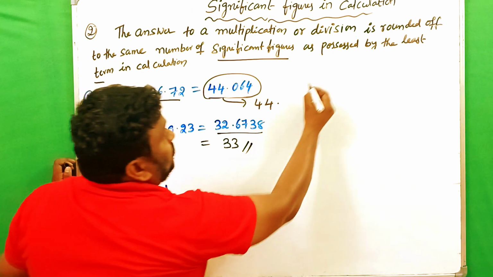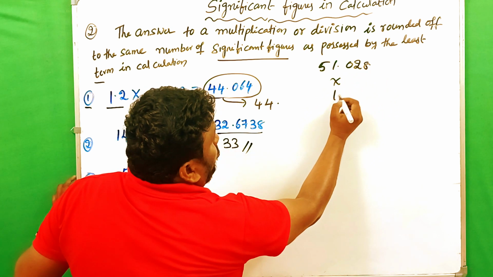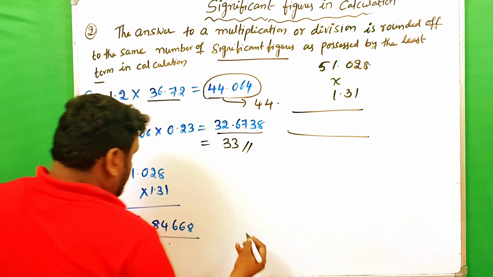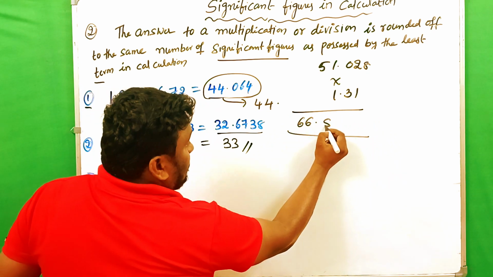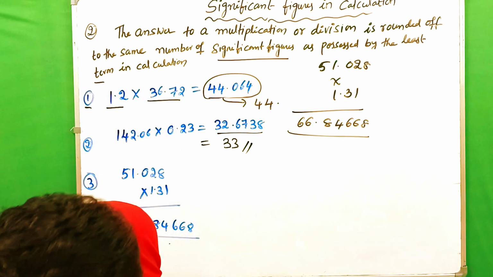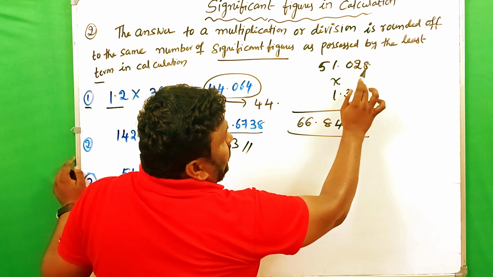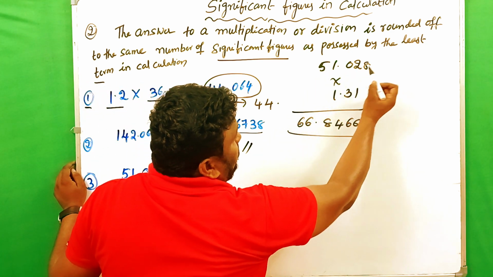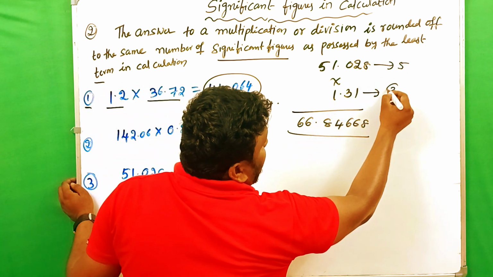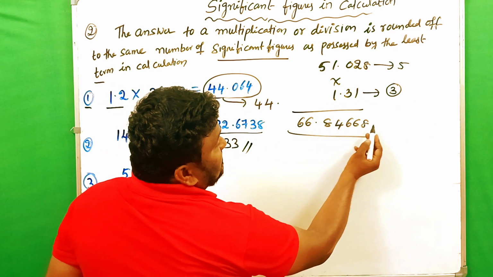Third example, what is it? 51.028 into 1.31. Its value is what? 66.84668. That is the answer here. So now observe here, 51.028, how many significant figures? 1, 2, 3, 4, 5. Here 1.31, how many are there? 3. And the answer has 1, 2, 3, 4, 5, 6, 7.